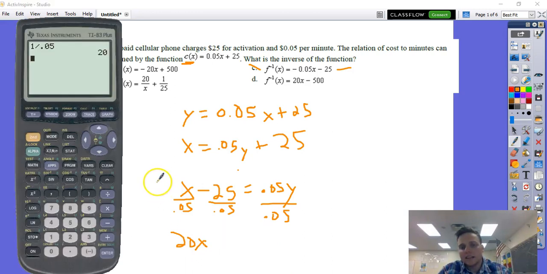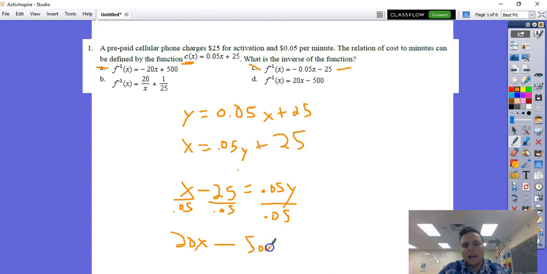The reason is that 1, the number in front of x, divided by 0.05 is 20. So instead of saying x divided by 0.05, I can say 20 times x minus, and then I can do 25 divided by 0.05, and that is 500. That's going to equal y, which is my inverse. So I know that the inverse, f to the negative 1 of x, is equal to 20x minus 500.